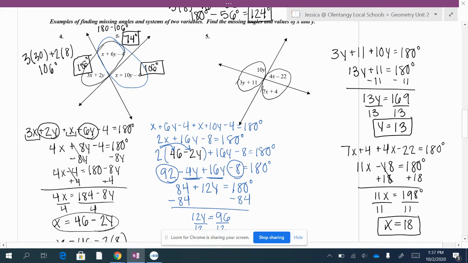And then once we plug these back in, we can solve for our angles. So if I look at this angle, 10 times 13 is equal to 130. That means this angle is 130 degrees because they are vertical. And 4 times 18 minus 22 is 50 degrees, and this angle is 50 degrees. And again, they should add up. So 130 plus 50 is 180, so we are good.